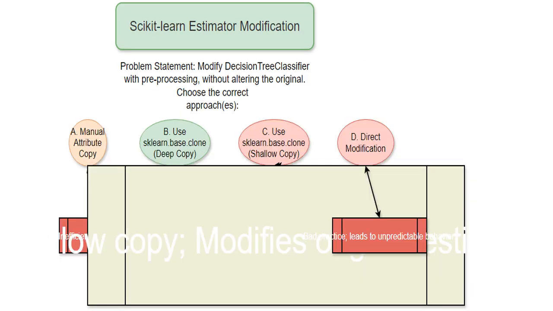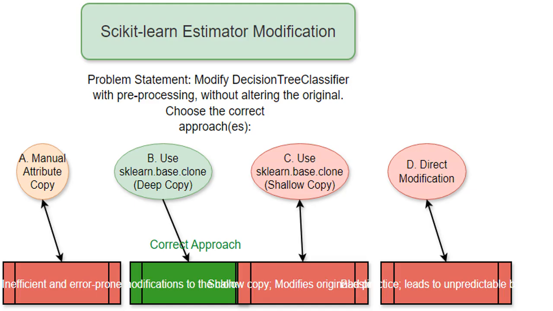A shallow copy shares references, not data. This means modifying the copy also changes the original object. I want to avoid that. Manually copying all attributes would also be incorrect. It is tedious, error-prone, and might miss crucial parts of the estimator. I definitely don't want to do this.